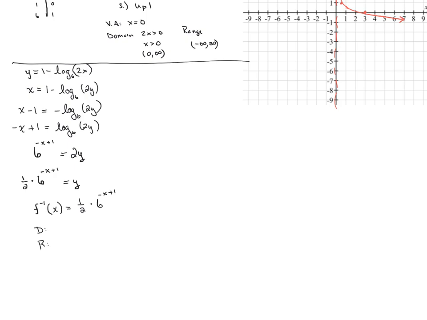and its domain and range can be found by looking at the domain and the range of our function and switching them. So the domain of f inverse will be -infinity to infinity, and the range will be 0 to infinity.